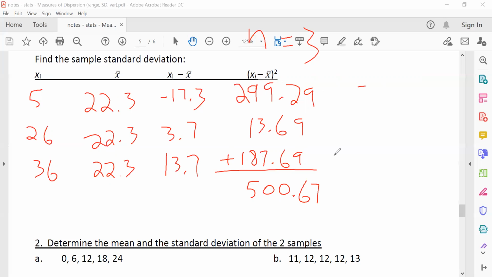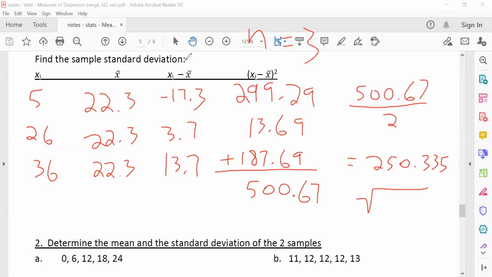Next, we need to do 500.67 and divide by n minus 1. N was 3, so actually we're going to be dividing it by 2. And you're going to get 250.335. And basically what I'm demonstrating is why we don't do it the hard way. It's just a pain.